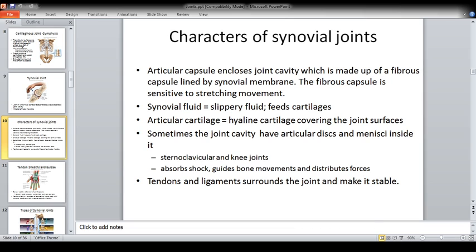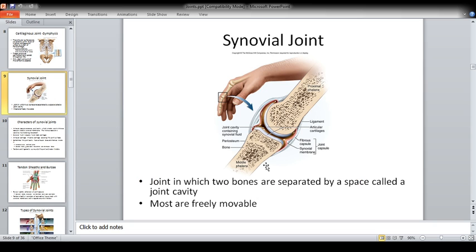I'll show you in the next slide. Moreover, there are tendons and ligaments that would surround the joint and make it stable. As seen here, these tendons and ligaments would surround the joint. They would help in movement and moreover make the joint stable. They would keep it in place.